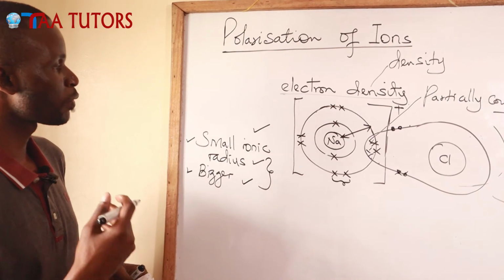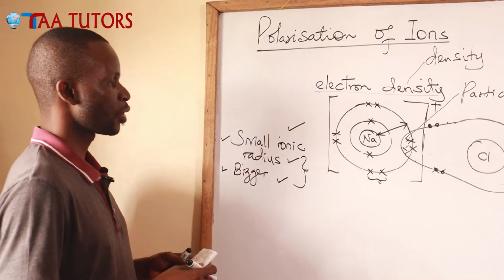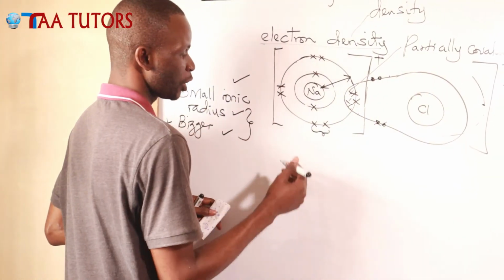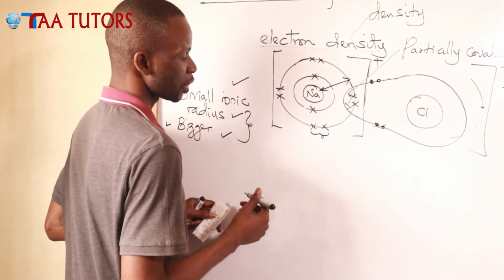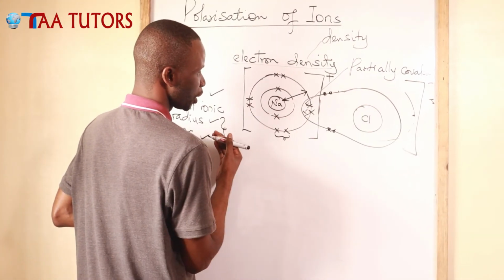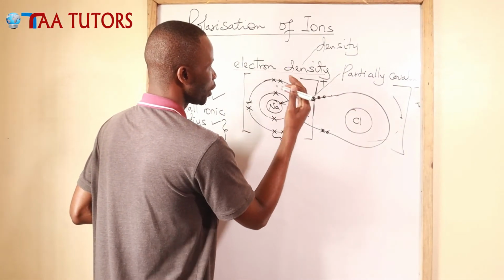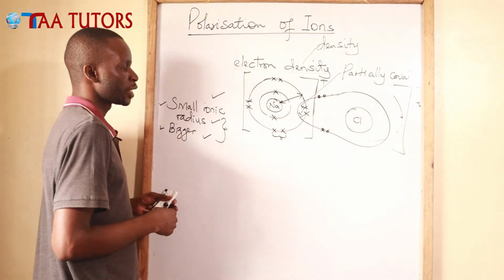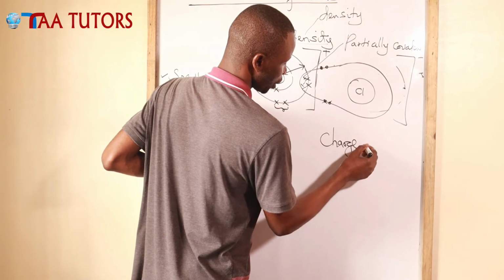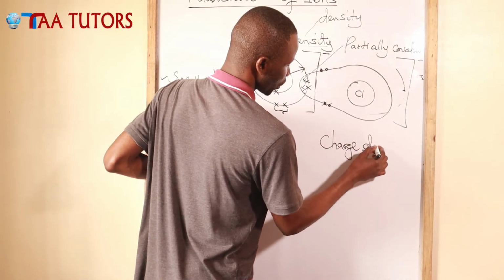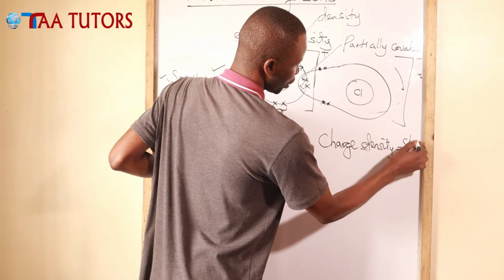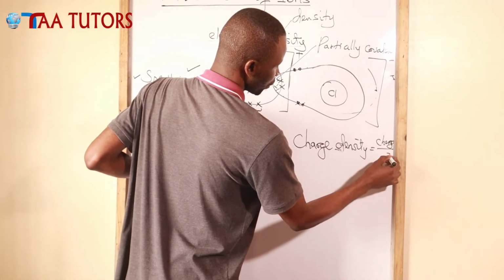Now let me explain the factors that affect polarization of anions. According to Fajans, it's actually the opposite of what happens in cations. For an ion to be polarized in this way, it must have a very weak charge density. We say charge density is a factor of charge divided by the square of the radius.